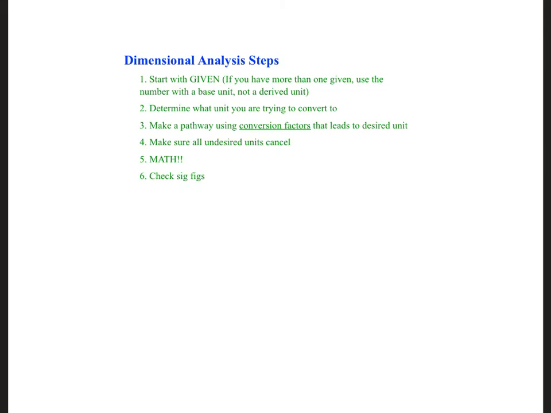Then you're going to make a path using conversion factors to convert from one unit to another. You might not be able to do it in one step. That's fine. Just do it in multiple steps if you need to. Make sure everything you don't want is canceling out. Write in your units, and then do the math. And then you worry about sig figs at the end. So seeing the instructions, having them read to you, is one thing. Let's actually see this in action.